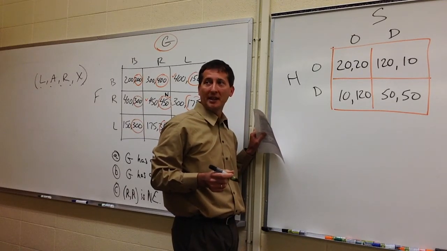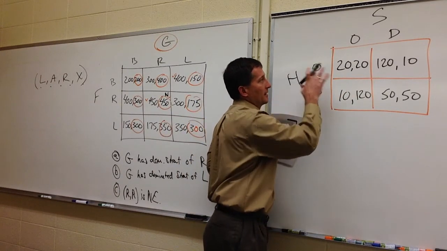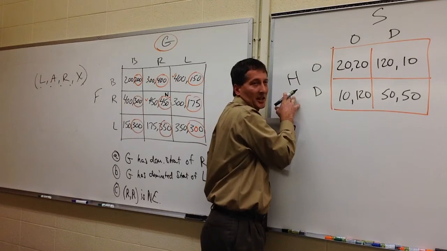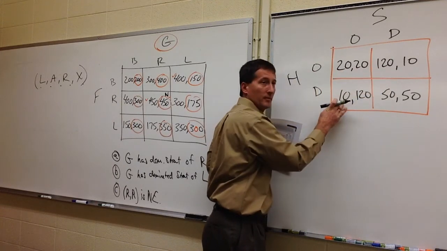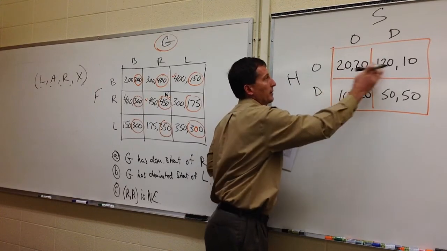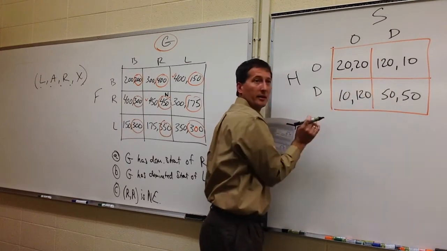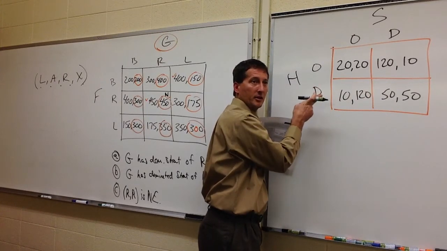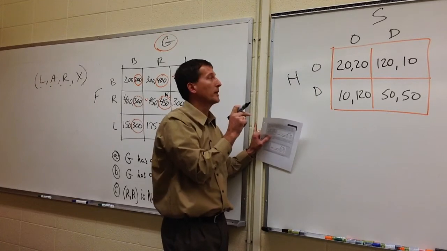So as you start training yourself here, I like to start with the one to the left. I'll just tell you how I look at this. And then I focus in on only the first number: 20, 120, 10, 50. 20 is greater than 10, 120 is greater than 50, dominant strategy. So right away, Honda's got a dominant strategy of offering.